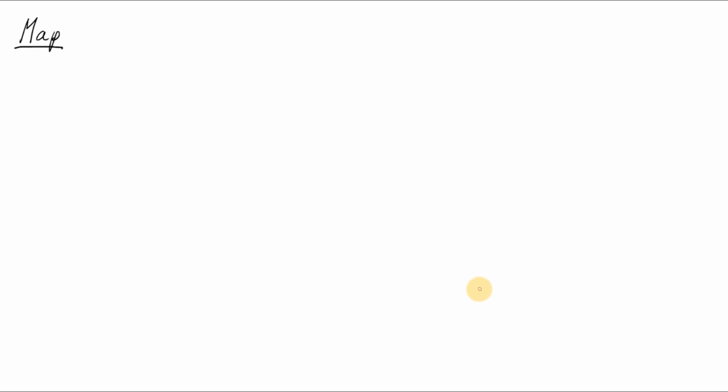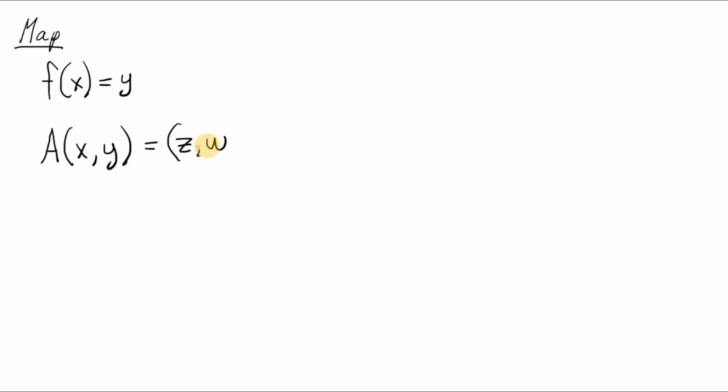A map is like a function, but instead of taking in numbers and putting out numbers, a map, which we will write with capital letters, takes in points. And in this case we will study points in a plane, so points with 2 coordinates. So it takes a point and maps it out to another point.